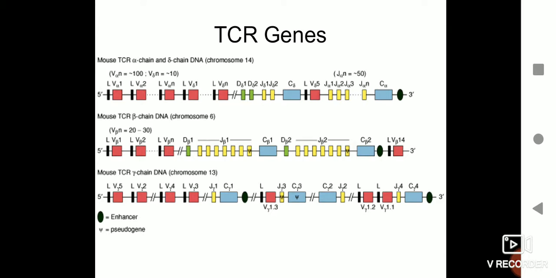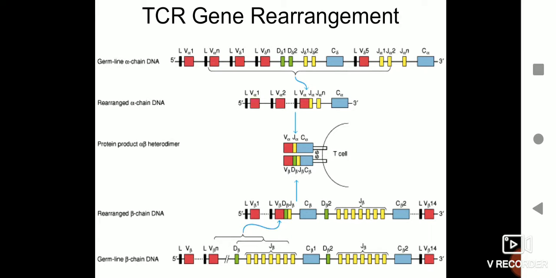Now what you are seeing here, the 3 chromosomes, represent the mouse TCR. The first one is the mouse TCR alpha chain and delta chain, and the second one is the beta chain, which is present on chromosome 6. The genes representing the alpha and delta chains are present on chromosome 14, and the last one is the mouse TCR gamma chain, which is present on chromosome 13. And here is a simple diagrammatic representation which shows how the gene rearrangement is taking place. So in the center, what you are seeing, I'll just show you.